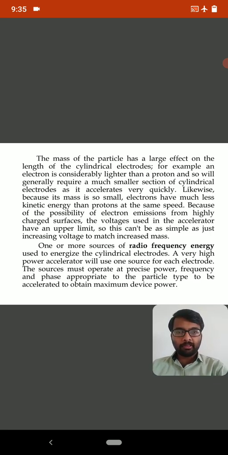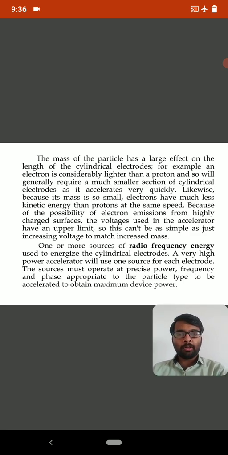So because of the possibility of electron emission from highly charged surfaces, the voltages used in the accelerator have an upper limit. So this can't be as simple as just increasing voltage to match the increased mass. Means by increasing the voltage we cannot match the mass of that electron, which is equivalent to the mass of the proton. So in general, for the acceleration of the electrons in this LINAC, we require a smaller section or small series of those cylindrical electrodes in comparison with the acceleration of the protons.